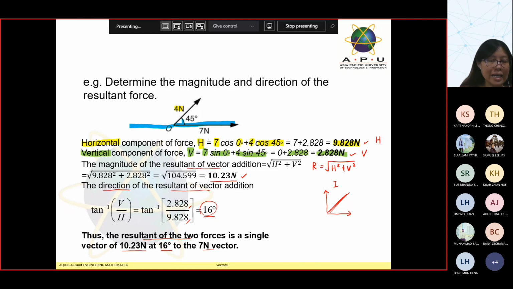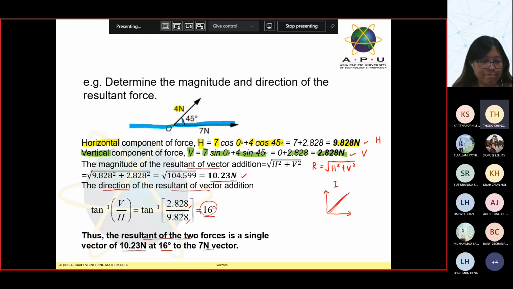Okay, is that clear so far? What you're doing here is actually corresponding to what you did for the complex number. And then, of course, you need the knowledge from trigonometry. Okay, is that fine so far? Can you understand?